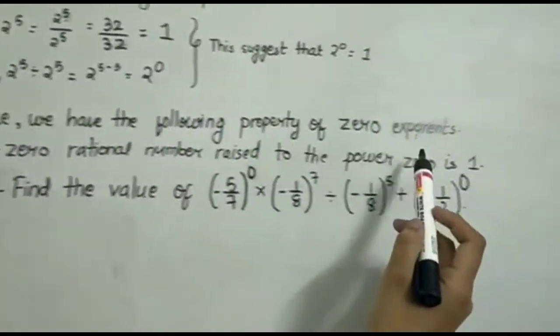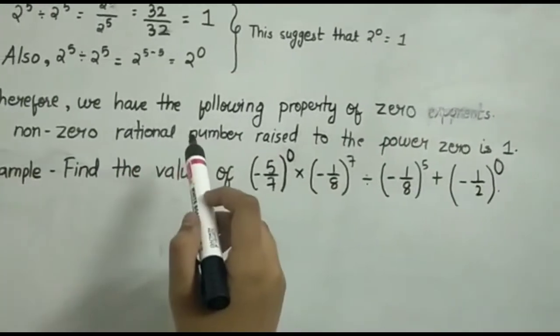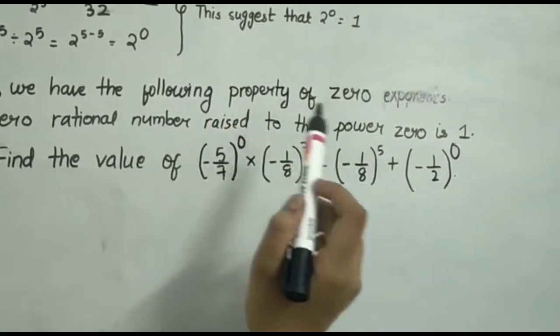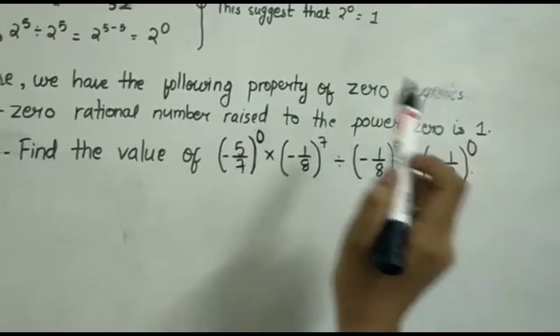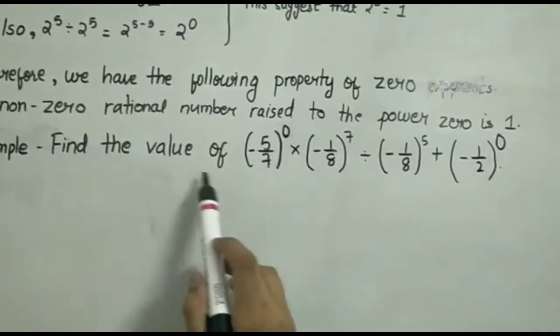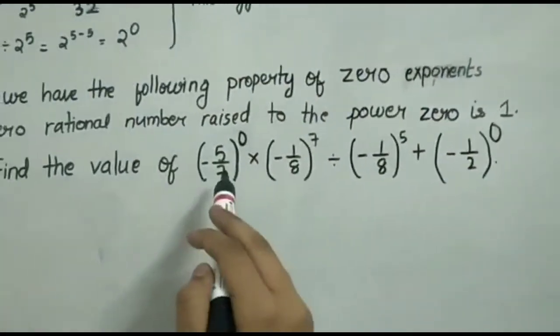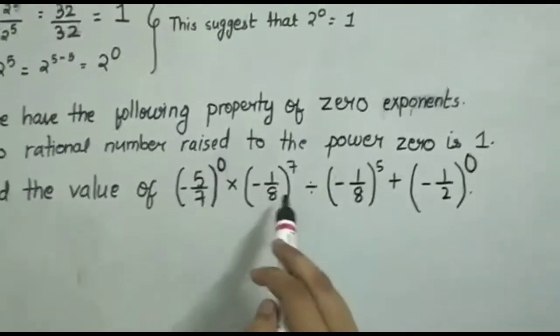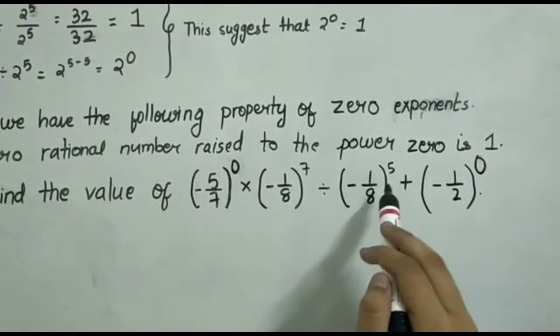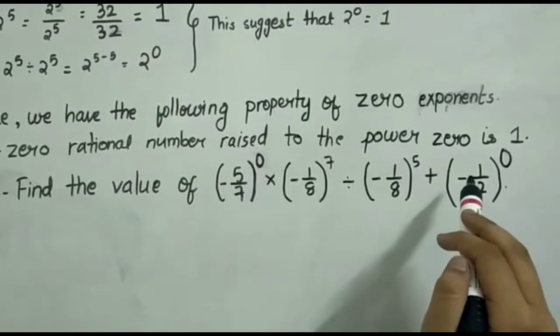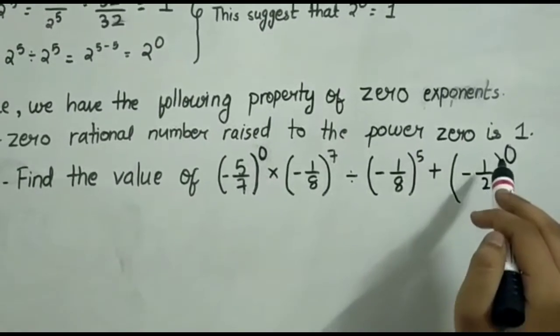Therefore we have the following property of zero exponents. A non-zero rational number raised to the power 0 is 1. Example: find the value of (-5/7)^0 × (-1/8)^7 ÷ (-1/8)^5 + (-1/2)^0.